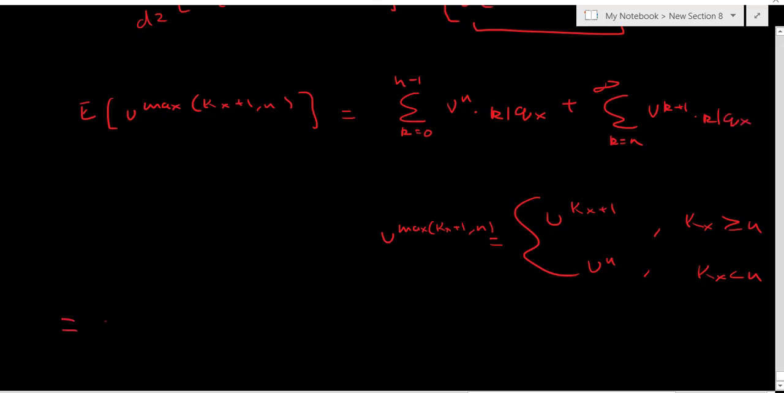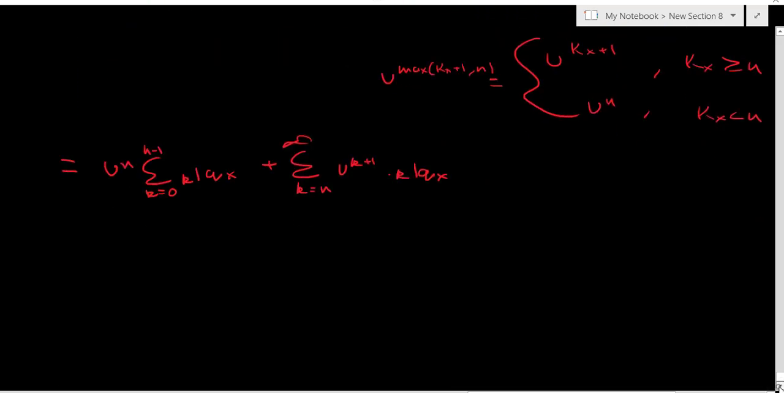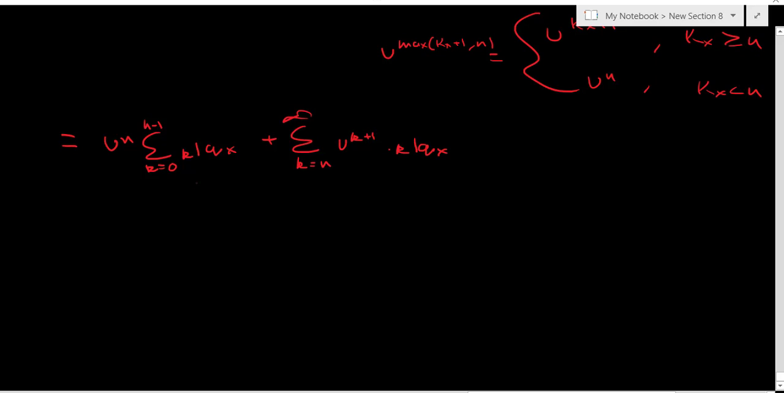This v^n comes out, so v^n is out, and I've got the sum over k going from 0 to n minus 1 of k deferred q_x, and this part is just the sum over k going from n to infinity of v^(k+1) into k deferred q_x. So now if I look at these two, if I really focus on them, see what's happening here is you have got this part.